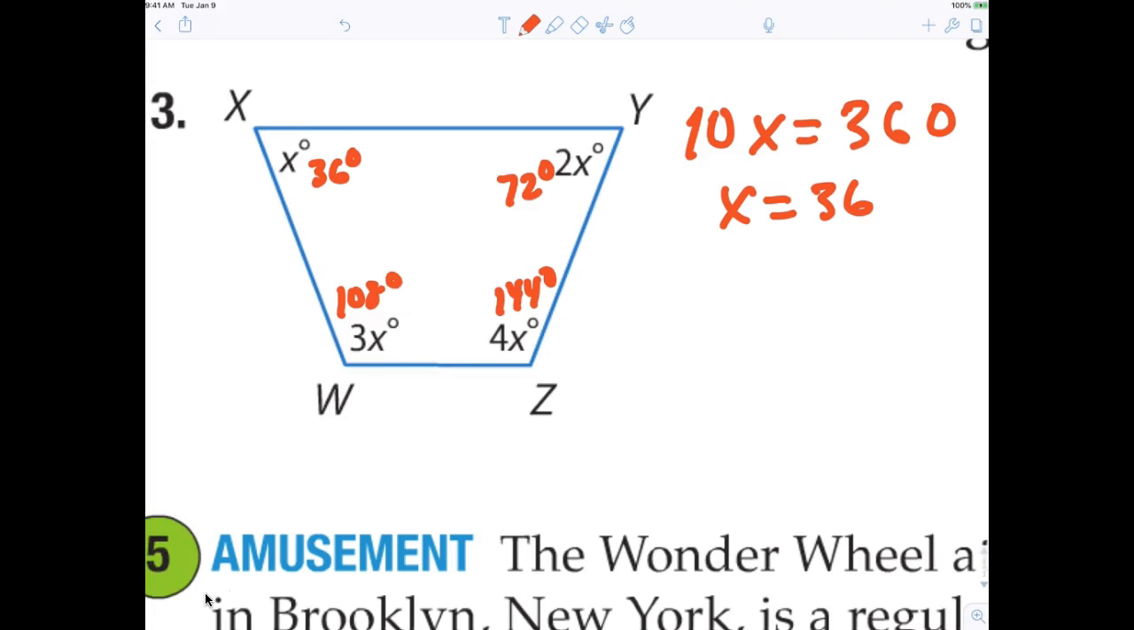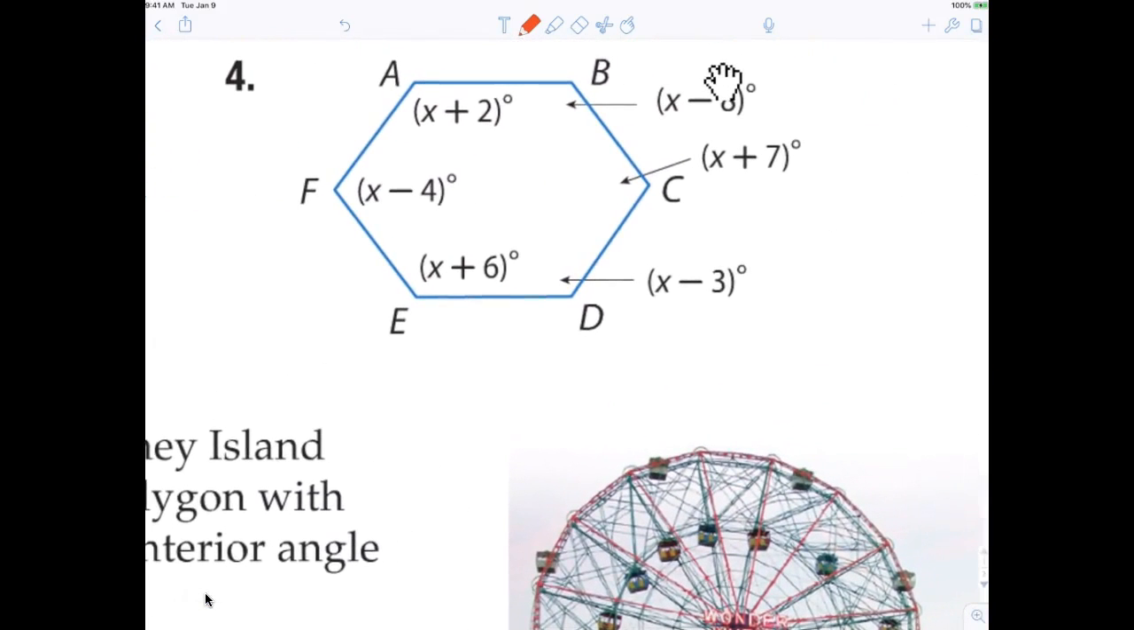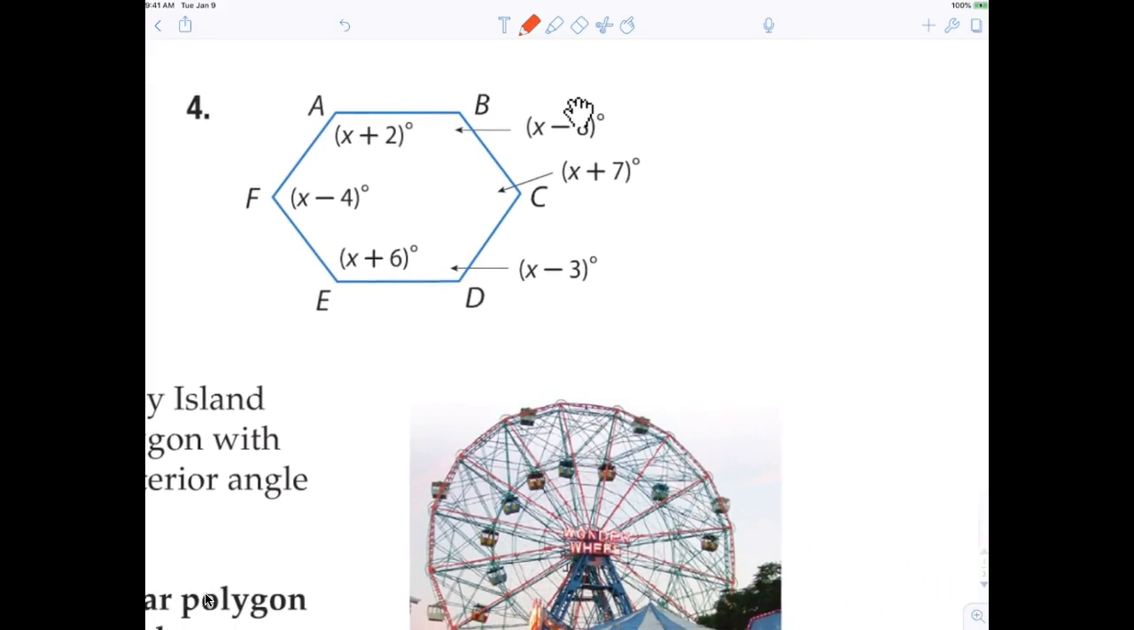All right, let's take a look quickly at number 4 now. A little bit different here. We have a hexagon, right? So if we have a hexagon, then we have n minus 2 times 180. In this case, there are 6 sides, so it would just be 4 times 180, which I think is 720 degrees.